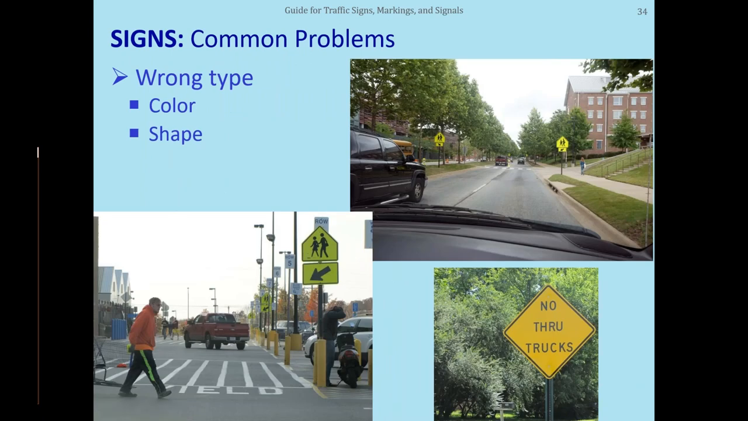Common problems: the wrong color, the wrong shape. What's this sign for right here? That's a school pedestrian sign, isn't it? This photo was taken in a Walmart parking lot. Now, I know Walmart's getting into a lot of different things, but I don't think they've gotten into public schools yet. So, someone not quite ready for prime time put that sign up.